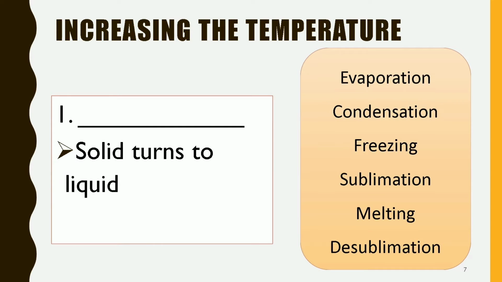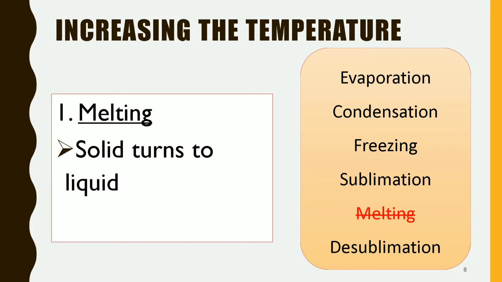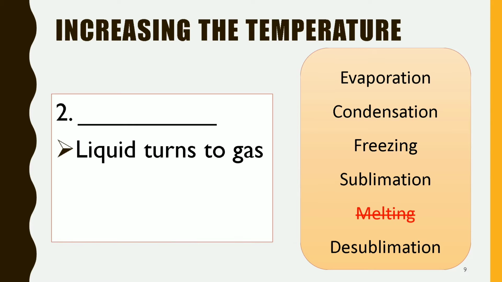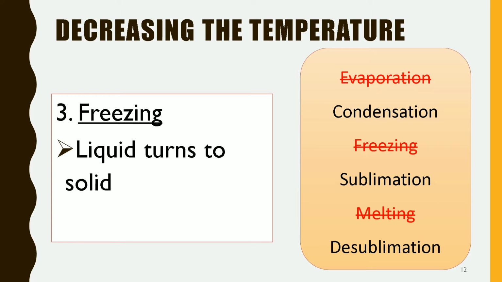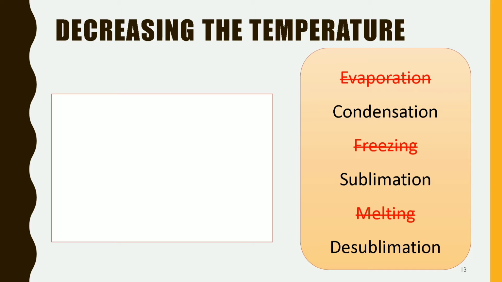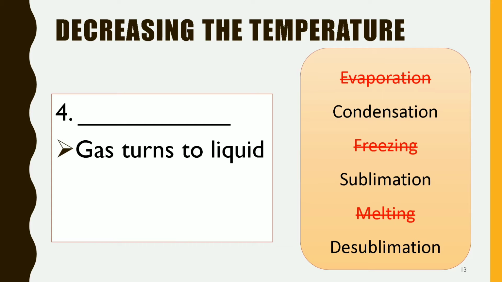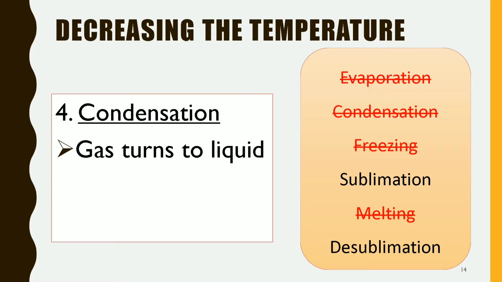1. Solid turns to liquid. Okay, the answer is melting. 2. Liquid turns to gas. Okay, the answer is evaporation. For decreasing the temperature may result in the following. 3. Liquid turns to solid. The answer is freezing or solidifying. 4. Gas turns to liquid. The correct answer is condensation.